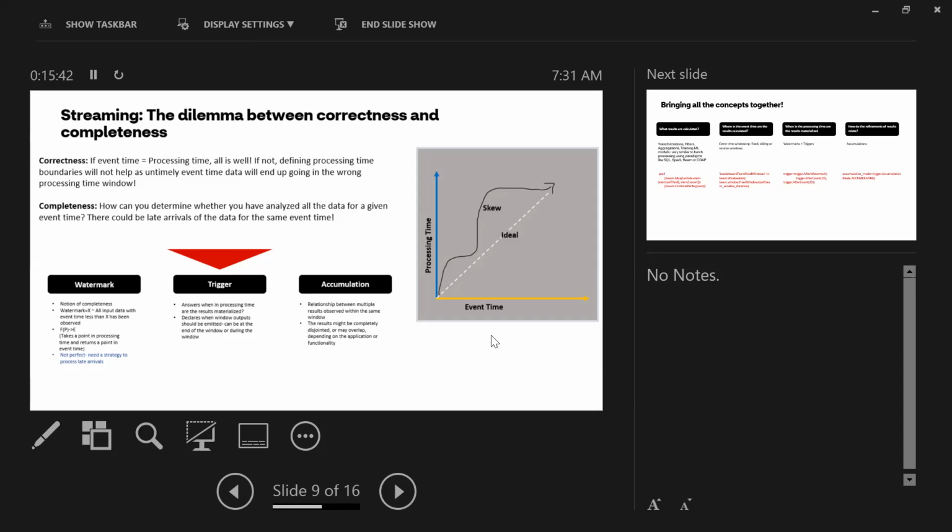So watermark is nothing but the notion of whether the data that you've processed for a given event time in the processing time window has been complete or not. Trigger. Trigger is the magic word.